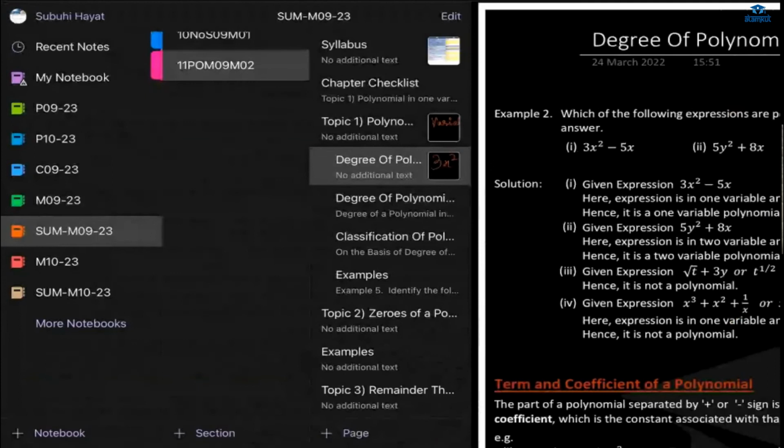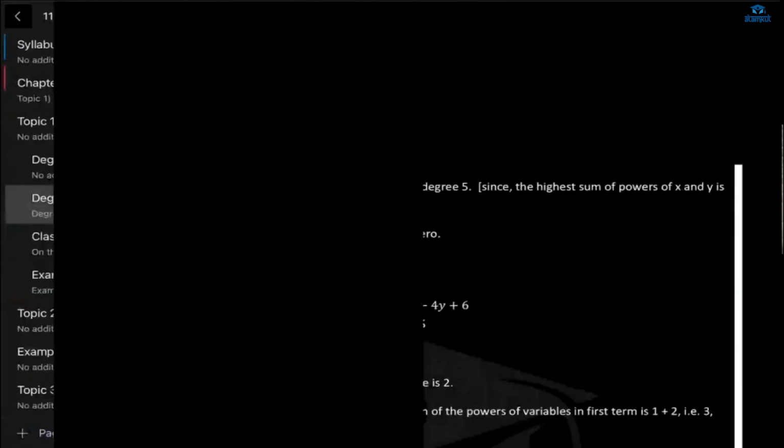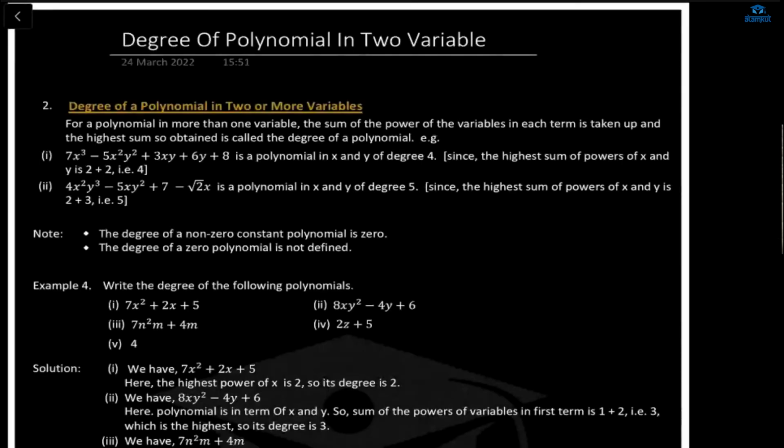Okay, now degree of the polynomial we have understood in one variable. Now, what is the difference when we will see the degree of the polynomial in two variables or more variables? Slight changes there. Now what is the change? For the degree of the polynomial in more than one variable, the sum of the power of the variable in each term is taken. In every term. The terms are what? Everybody knows what are terms? All the values that are separated with the plus sign or minus signs or mathematic operators. So that are the terms. In each term, what is the sum of the power?